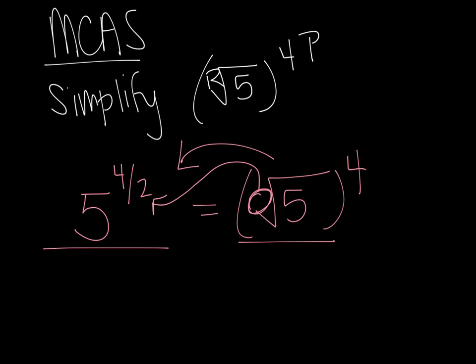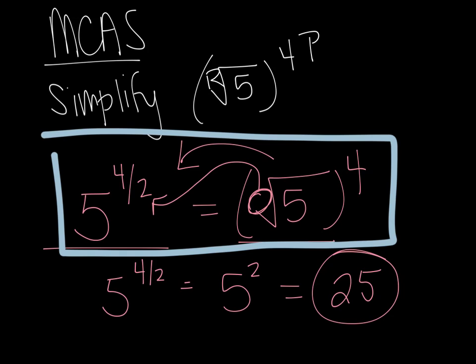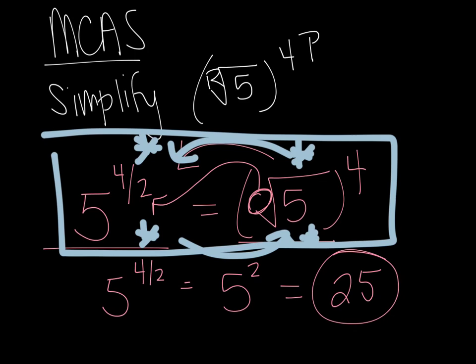Perfect. Now, is there any more simplifying that we can do here? Oh yeah, 4 divided by 2 equals 2. And then do we know 5 squared? Yep, 25. So for this learning target, you really need to be able to go both directions with these problems. So in this problem, we went from a root to exponent form. But you should be able to also go from exponent form to root.